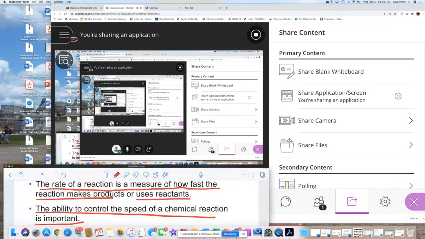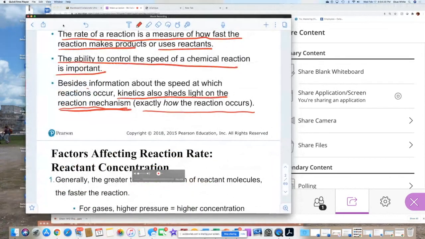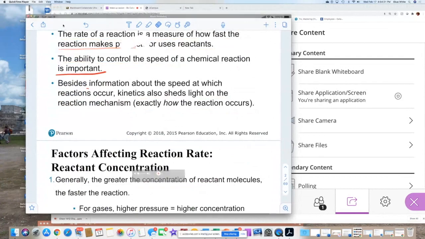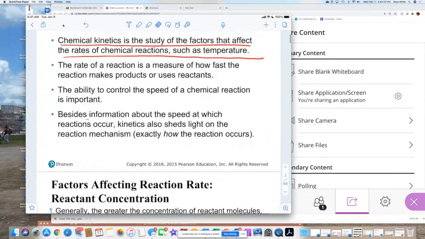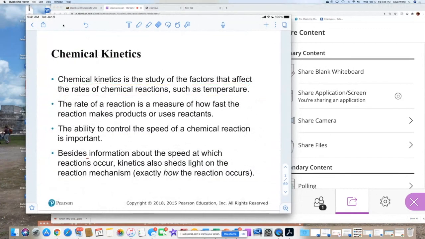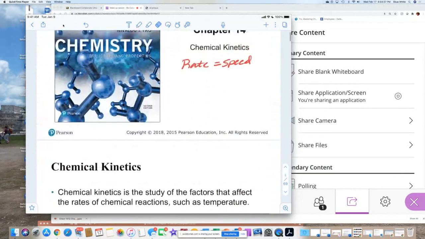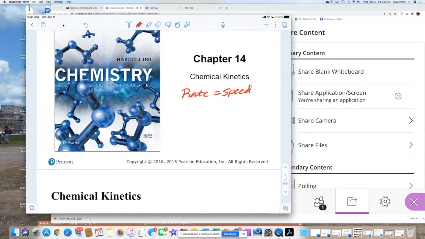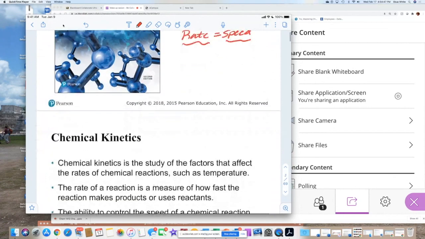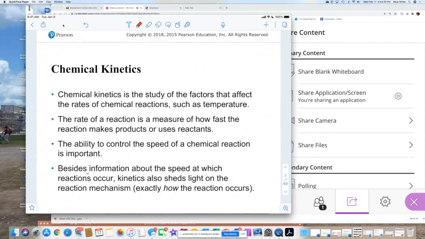Okay, so we're going to start with chapter 14, and I've been going over this so many times. What I'm going to do right now, I won't tell any extra stories. This chapter is about chemical kinetics. Kinetics talks about the rate, and the rate is another term for the speed of the reaction. It's important in chemistry for us to know what chemical kinetics is.